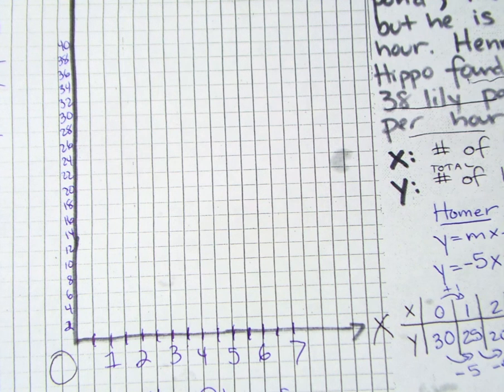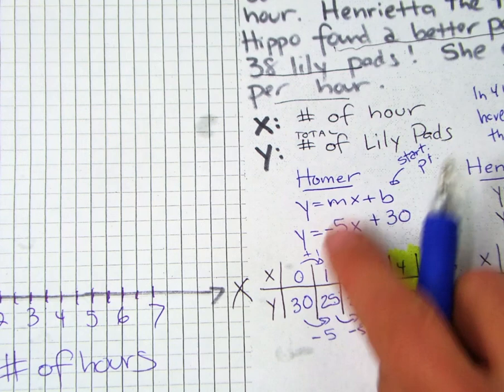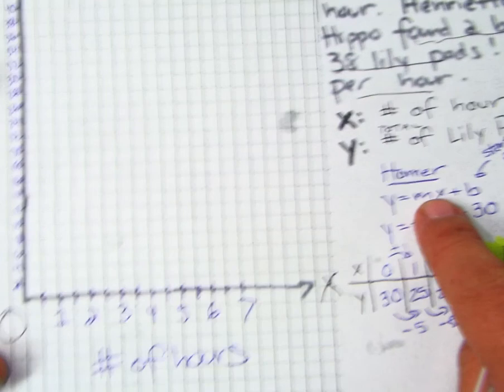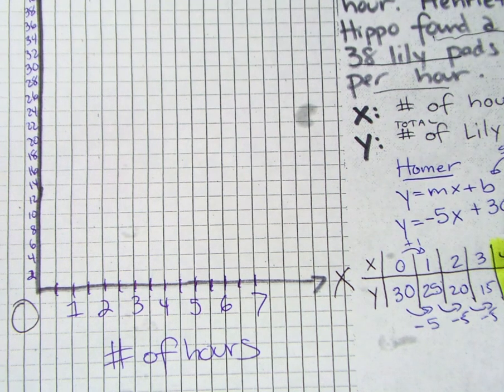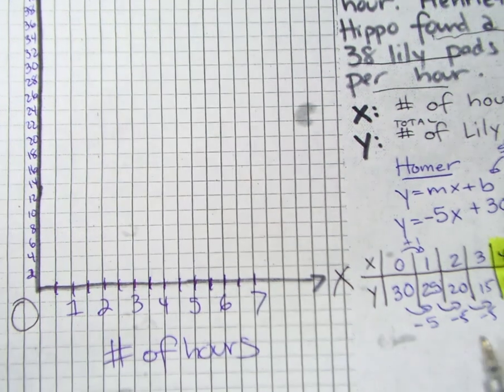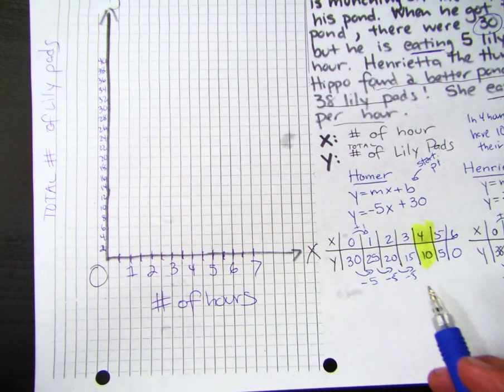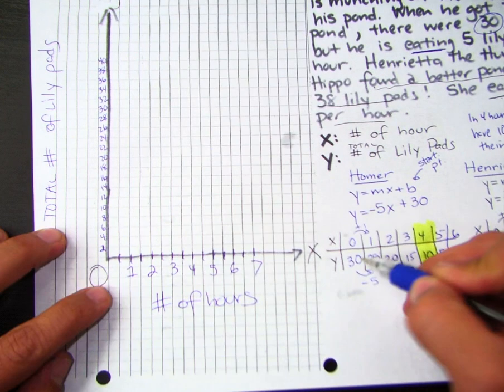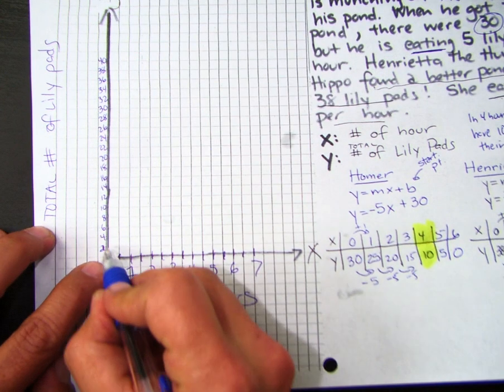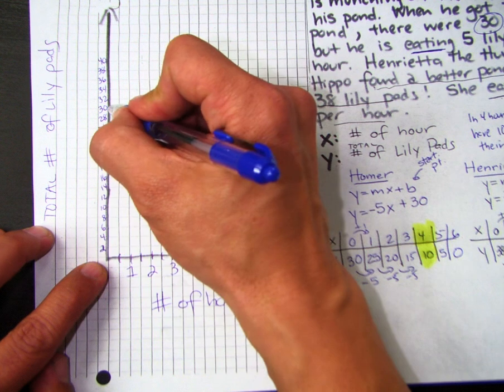All right, good. So let's go ahead and graph the first one. Let's graph Homer. So how do we do this? Just look at this. We got 0 and then 30. 0 and then 30. Right here.